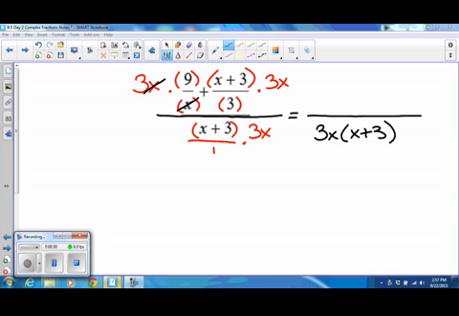Now, on the top, my x's, what happens to them? They cancel, and I'm just left with 3 times 9, which is 27. And then my 3's cancel, and I'm just left with x times x plus 3. Don't forget about the plus in between, okay? And so now what? What do I have to do on top?